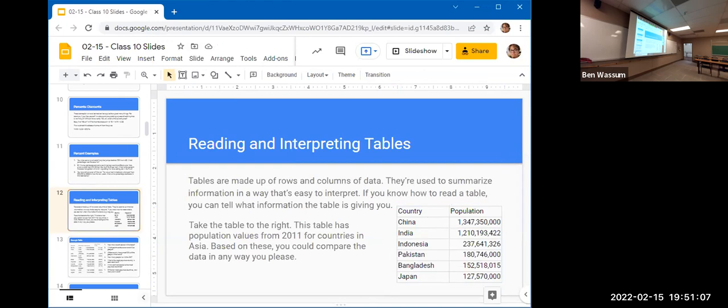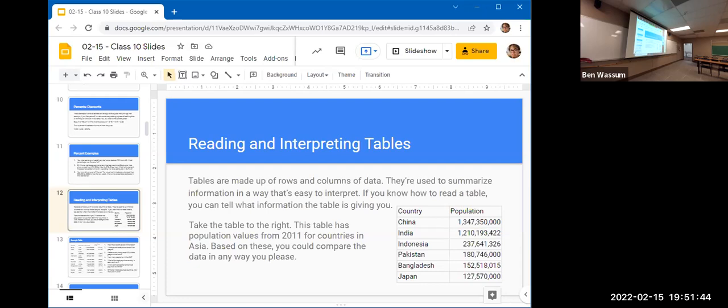So speaking of tables, reading and interpreting tables. So we're getting into the charts and tables section of the math stuffs. So I imagine everybody's got a rough idea of what a table is. Other than the ones that are made out of wood. In charts, they are made up of rows and columns of data. They're usually used to summarize information in a way that's hopefully easy enough to interpret. So if you know how to read a table, you can tell what information the table's giving you.